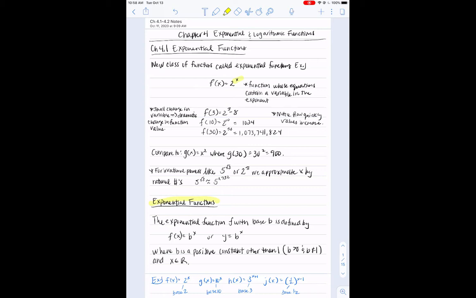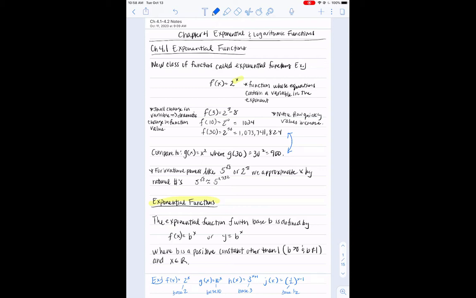So we have f of 3 is 2 to the third, which is 8. f of 10 is 2 to the 10, which is 1,024. And f of 30 is 2 to the 30, that big long number. Comparing this to g of x equals x squared, where g of 30 is just 30 squared, which is 900, there's a really stark difference.